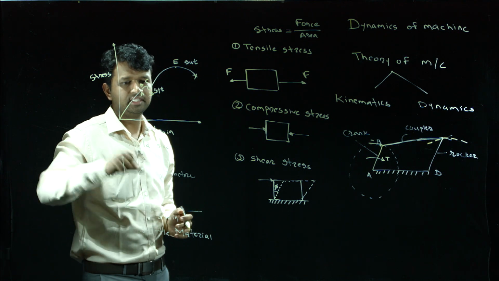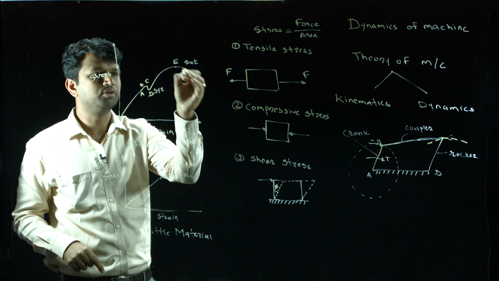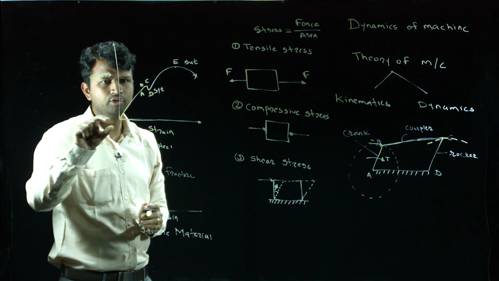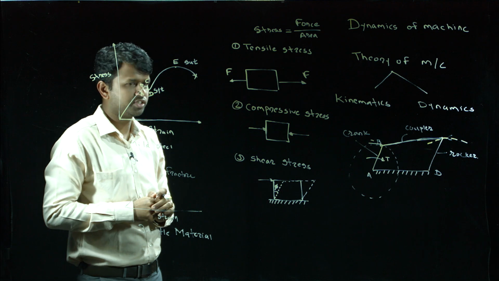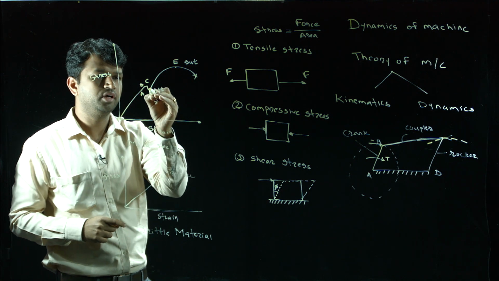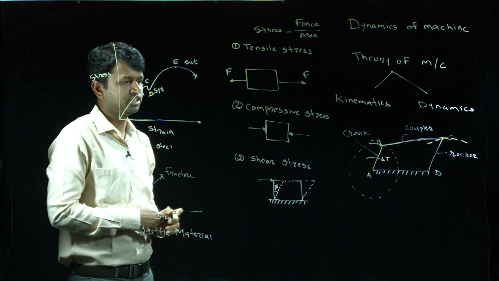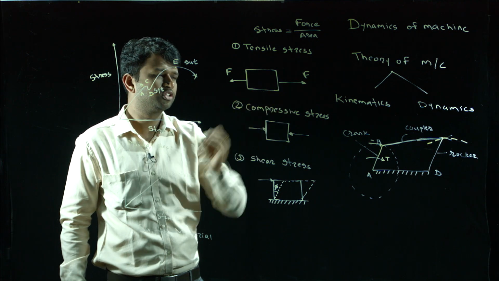If it is mild steel or a ductile material, then I will get a profile like this, where this point is known as your proportionality limit. Up to this point stress is directly proportional to strain. Then I get the elastic limit, then upper yield point, lower yield point, then the ultimate stress, and finally the fracture.